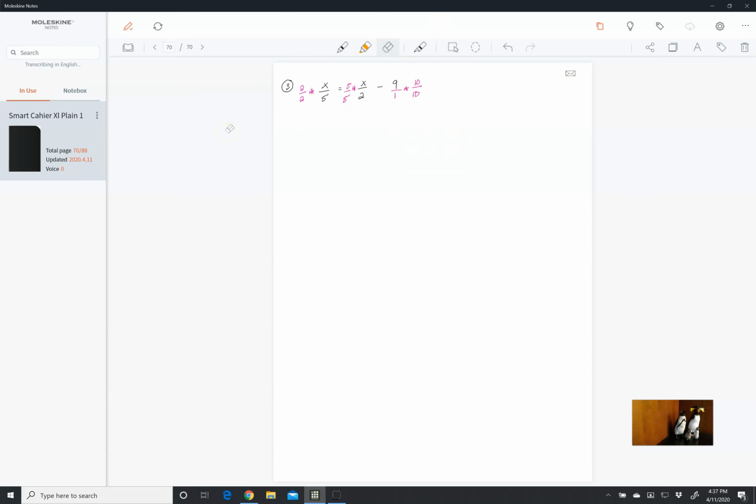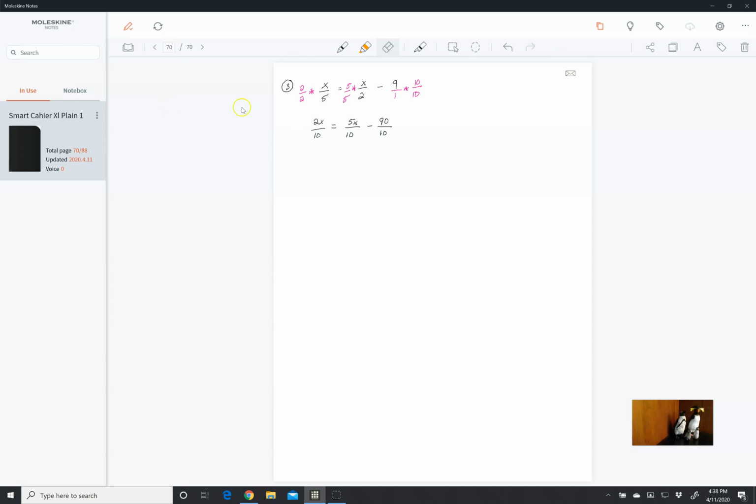So that first fraction is going to give us 2x over 10 equals, notice there's only one expression on the left instead of one expression on the right. So 2x over 10 is equal to 5x over 10 minus 90 over 10. We combine the fractions. A lot of you are going to feel really compelled to skip this step. Do not skip this step.